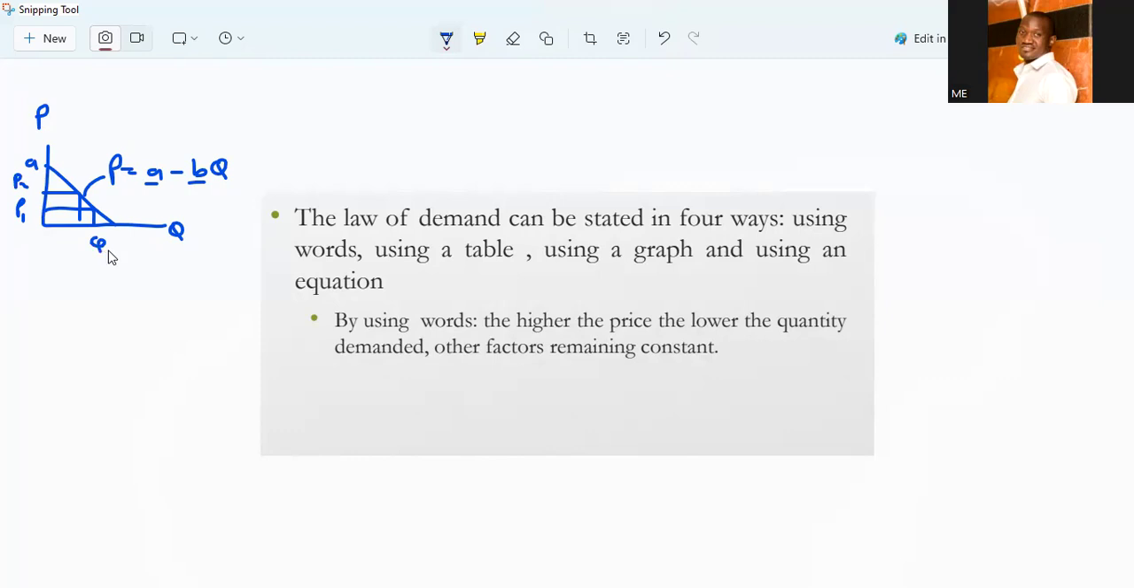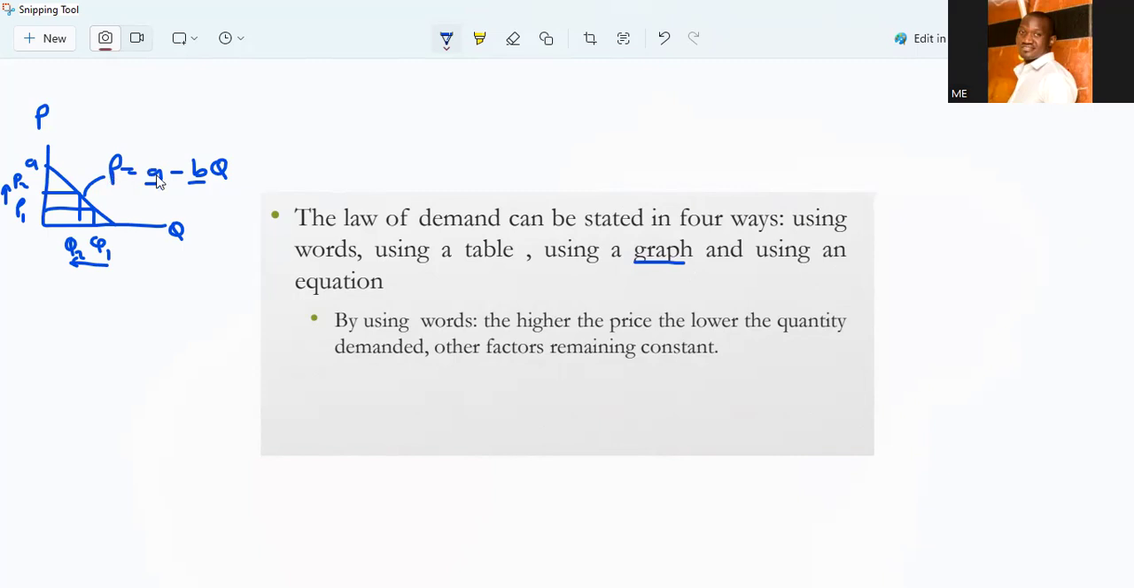The law of demand has an inverse relationship, which says the higher the price, the lower the quantity demanded, and vice versa. So this is one way we can use a graph to explain the relationship between price and quantity. You should attest to say whenever some commodity increases in price, you're going to demand less of it.